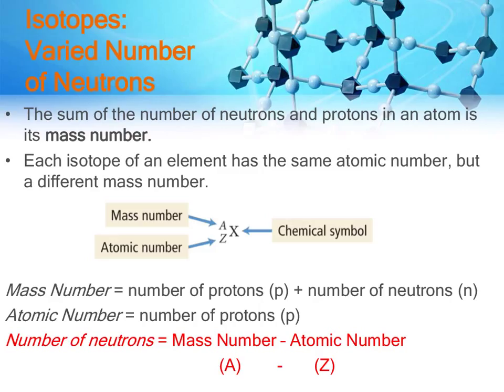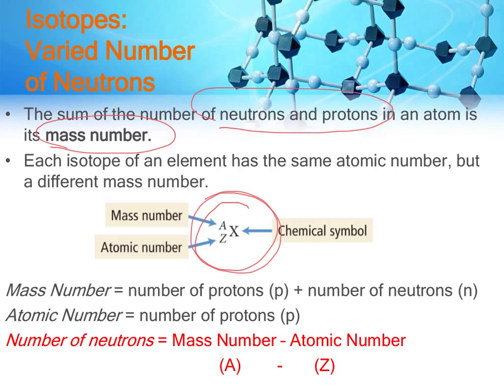The sum of the number of neutrons and protons is called the mass number. You may have heard me on the last slide refer to the mass number of the 3 different isotopes of carbon. In the symbols that we use on pen and paper, the mass number goes in the upper left, the atomic number in the lower left.